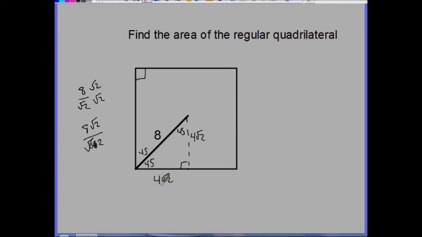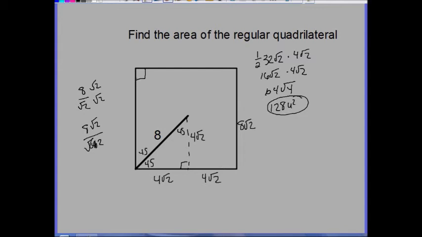And if it's 4 root 2 on this half, 4 root 2 on that half, which means all my sides are 8 root 2. 1/2 the perimeter, 4 sides of 8 root 2, which is 32 root 2, times my apothem, 4 root 2. Half of 32 is going to give me 16 root 2 times 4 root 2, which is going to end up giving me 64 square root 4, which gives me 128 square units.